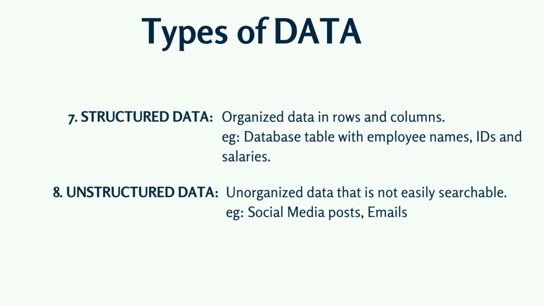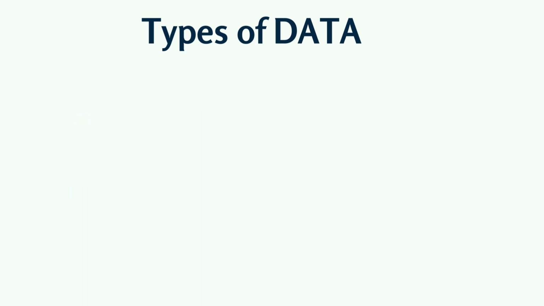Unstructured data, on the other hand, is unorganized and not easily searchable. Examples include social media posts, emails, or even videos. This data is more complex and often requires special tools to analyze. Think about trying to find a specific tweet among thousands. That's unstructured data for you.